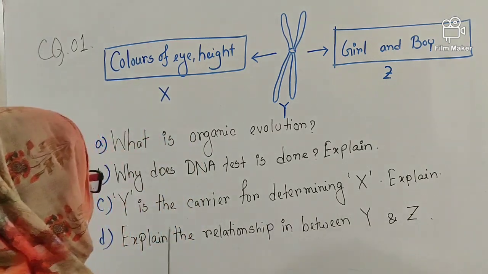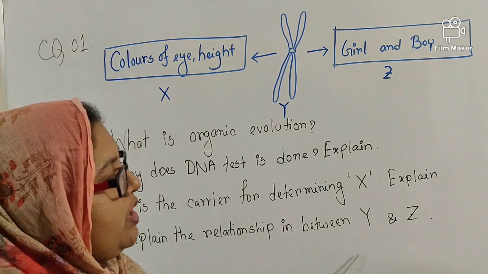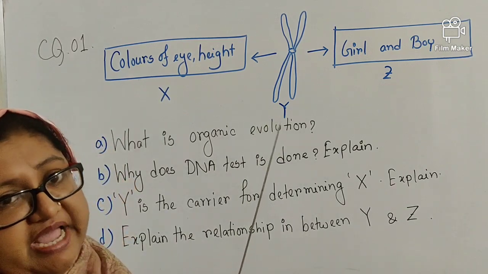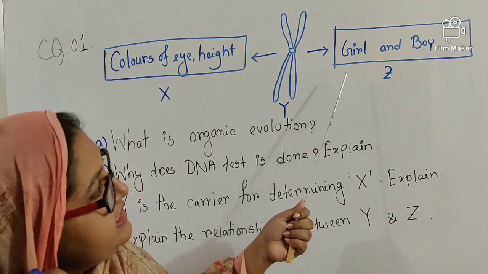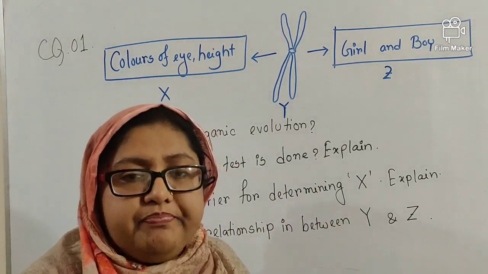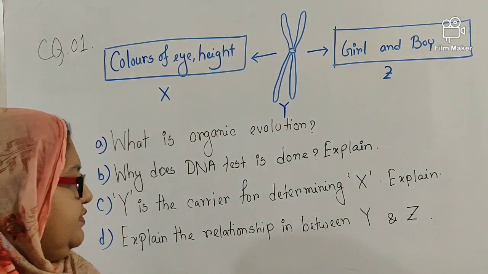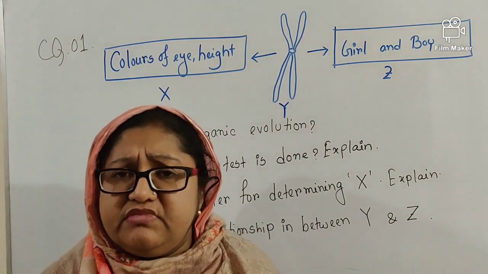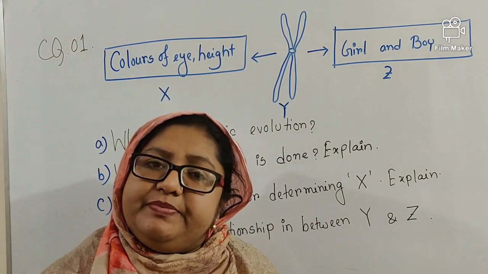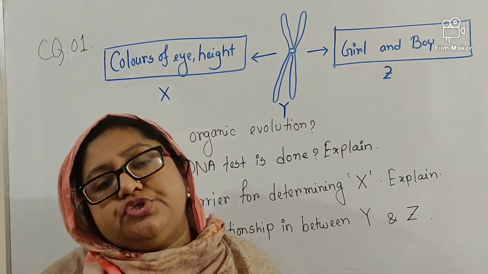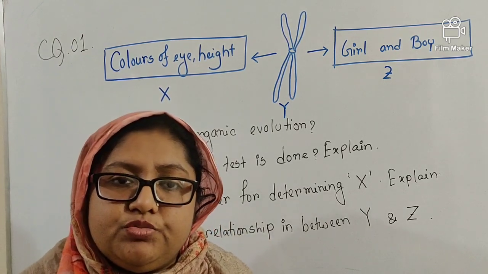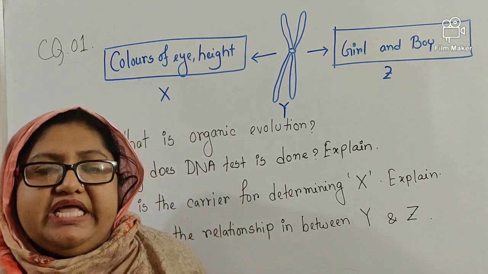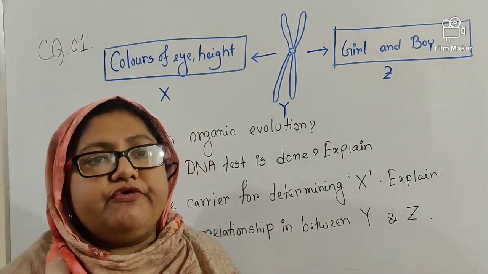Next, explain the relationship between Y and Z. Now, my dear students, Y indicates chromosome, as I have told you, and Z indicates girl or boy. How does a relationship sustain between Y and Z? You know, in the case of human beings, we carry 23 pairs of chromosomes, and among these 23 pairs, one pair is sex chromosome and another 22 pairs are autosomes. This one pair of sex chromosome is different in male and female.